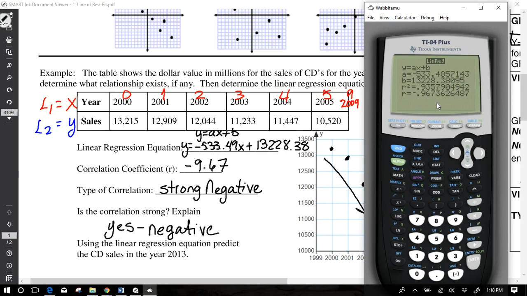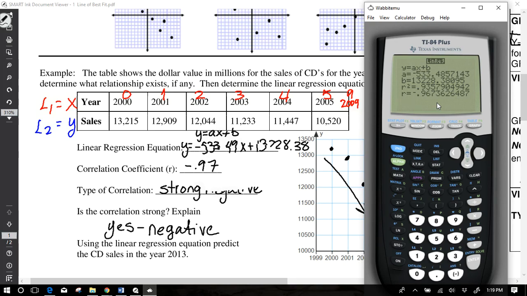9.67. I'm sorry, whoops, I put my decimal in the wrong place. That should be a 0.9 and then round the 6 to a 7. There we go. This was 49, this was 13, 33. Okay.